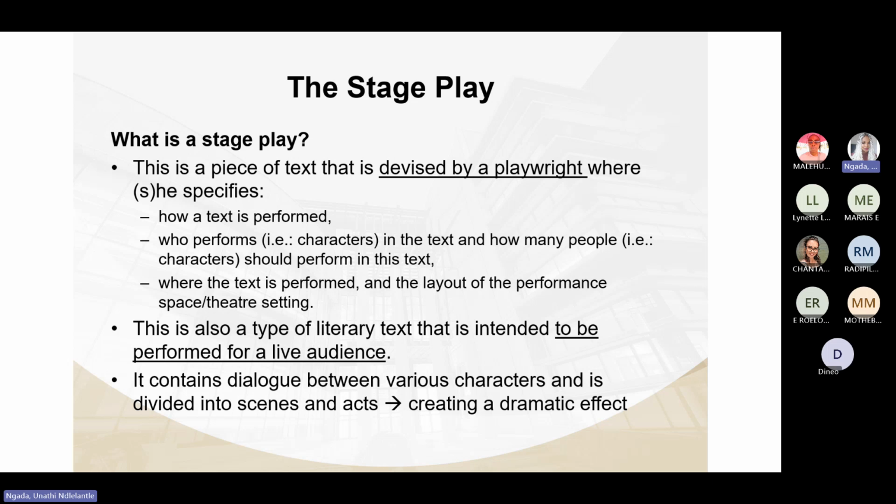So the stage play here is also a type of text that is intended to be performed for a live audience. So remember, when you are tasked to write a play, a one act play, you need to write it with the intention of it to be performed to a live audience. The stage play here has dialogue which takes place between characters, and it is divided into various scenes and acts, and thus creating a dramatic effect.